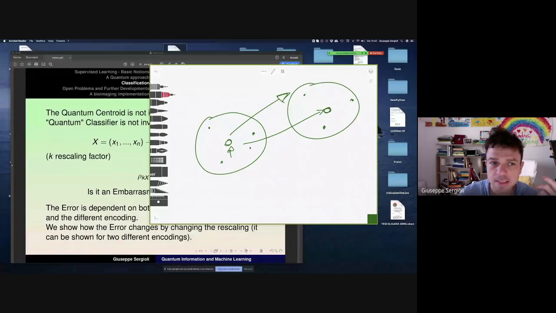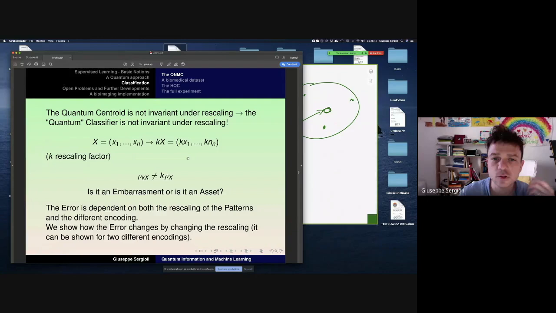This is what does not happen with the quantum centroid. The quantum centroid is not invariant under rescaling. So by making a rescaling of each feature of each object of the data set, what we obtain will not be the centroid obtained by rescaling the initial centroid, but a totally new object. I know that it can seem counterintuitive. It is basically an embarrassment, but it can be an asset.